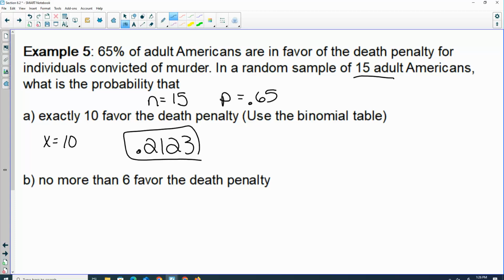B, no more than 6. If it's no more than 6, what could x equal? 0, 1, 2, 3, 4, 5. Can it equal 6? If it's no more than 6, yes. So would you guys agree with that? No more than 6 would include 6. So we have to add all of those up on our table.